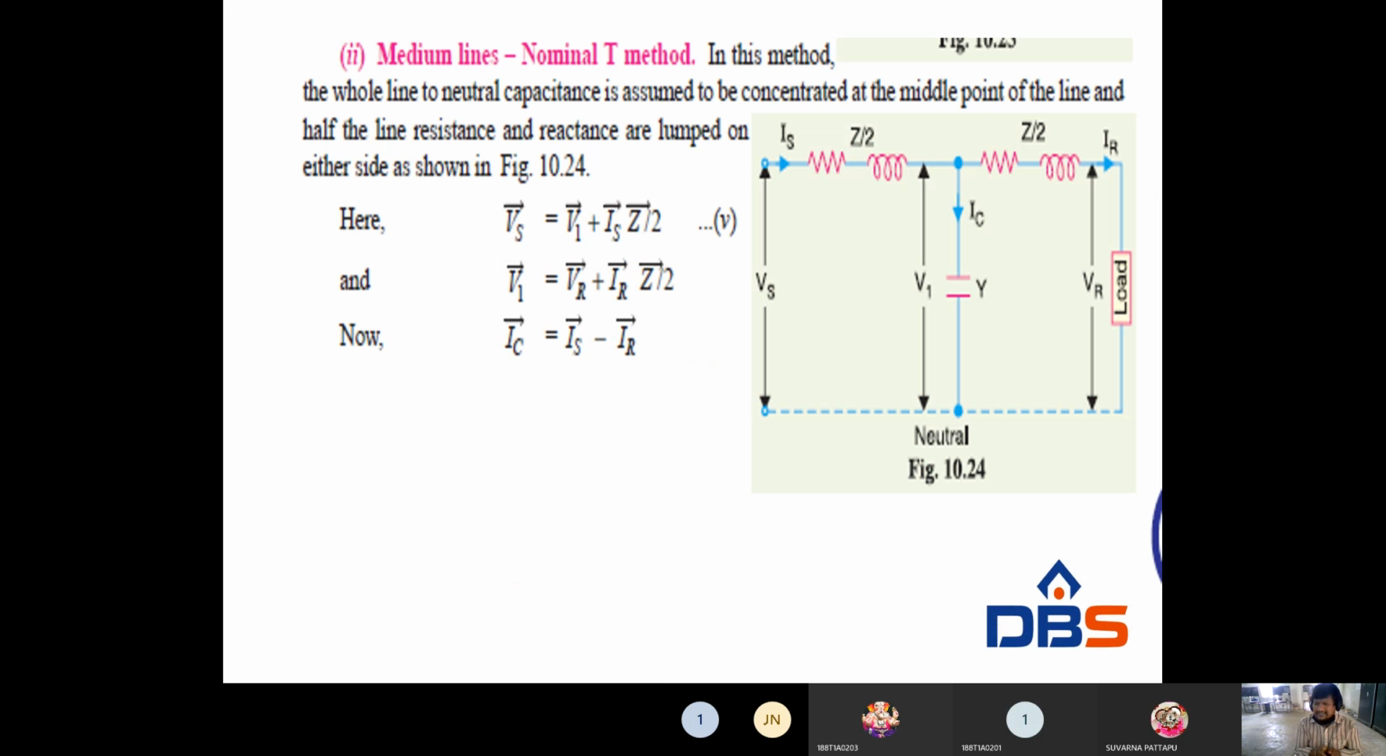For medium transmission lines, a capacitor is connected in the middle of the transmission line that may divide the circuit into two halves. That means the impedance is divided into two, Z by 2, Z by 2. Z by 2 is on the sending end side, and the other is on the receiving end side, right? So two loops are there. Apply KVL for loop 1 and loop 2. For loop 1, Vs is equal to V1 plus Is into Z by 2. For loop 2, V1 is equal to Vr plus Ir into Z by 2, right? After that, the capacitive current IC is equal to Is minus Ir, right?